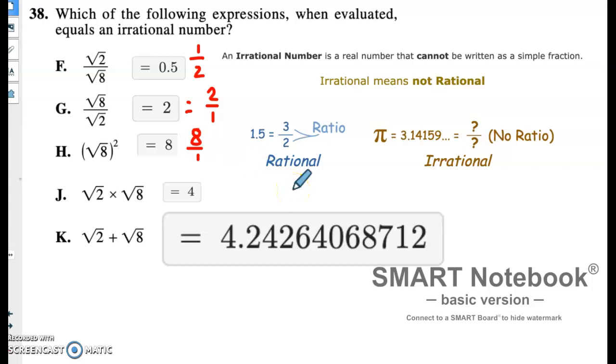The square root of 8 times the square root of 2 is equal to 4. Again, 4 you can easily write as a ratio or a fraction, 4 over 1.